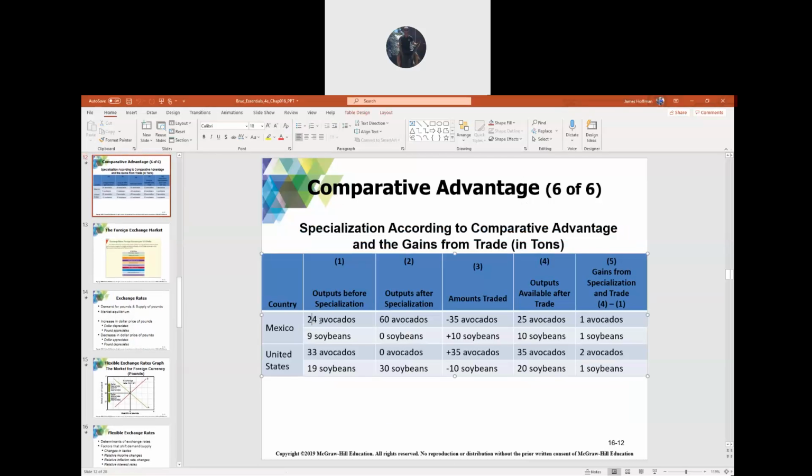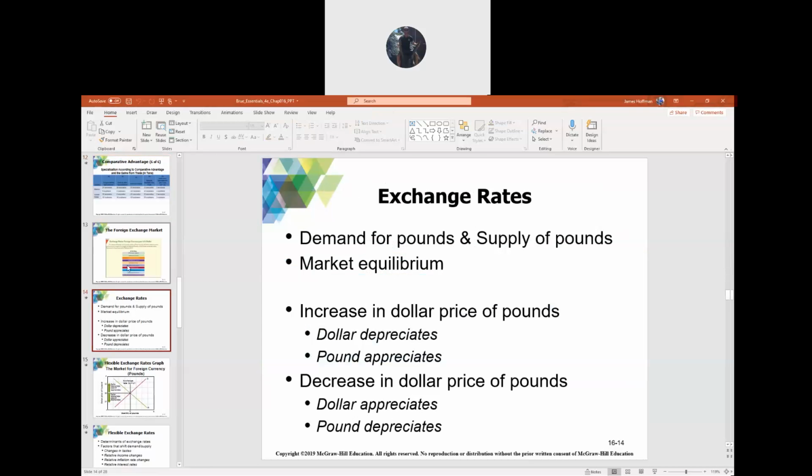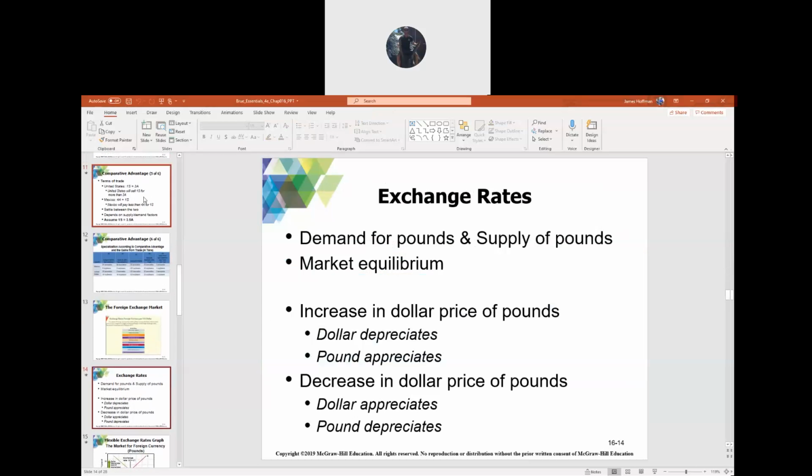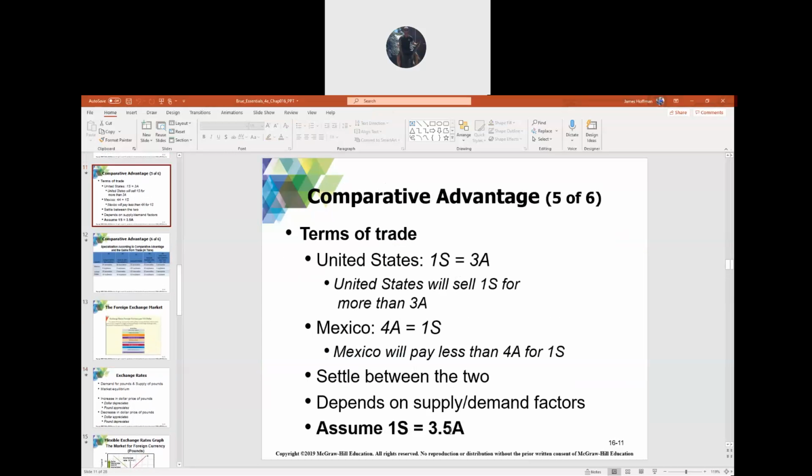Okay, we start here for Mexico. We start here for the U.S. Mexico specializes, produces only avocados, which means 60 avocados, no soybeans. The U.S. produces 30 soybeans, no avocados. They specialize in soybeans, and then we're going to trade at that ratio, which was 1 unit of soybeans equals 3.5 units of avocados.